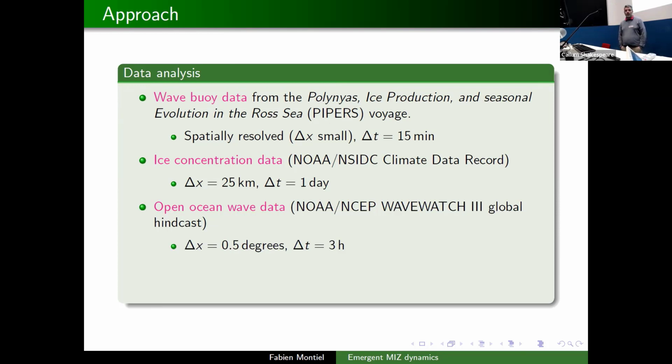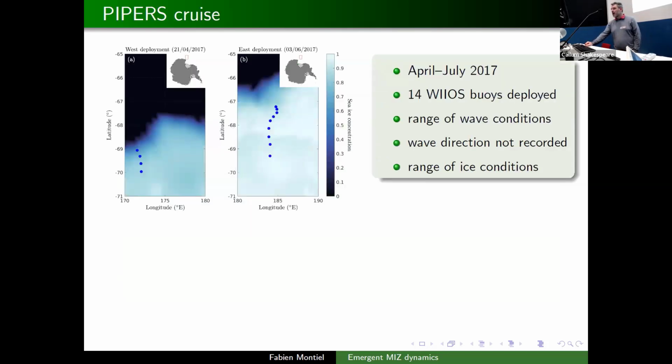We also looked at the sea state in the open ocean, so not in the ice, which can be obtained through model outputs. And we also look at wind data, which is something that hasn't really been considered before, and we wanted to see if we could see some kind of effect. So here is the experiment, the PIPERS experiment, which was done during the ice growth season in 2017, and there were 14 wave buoys deployed in the Ross Sea.